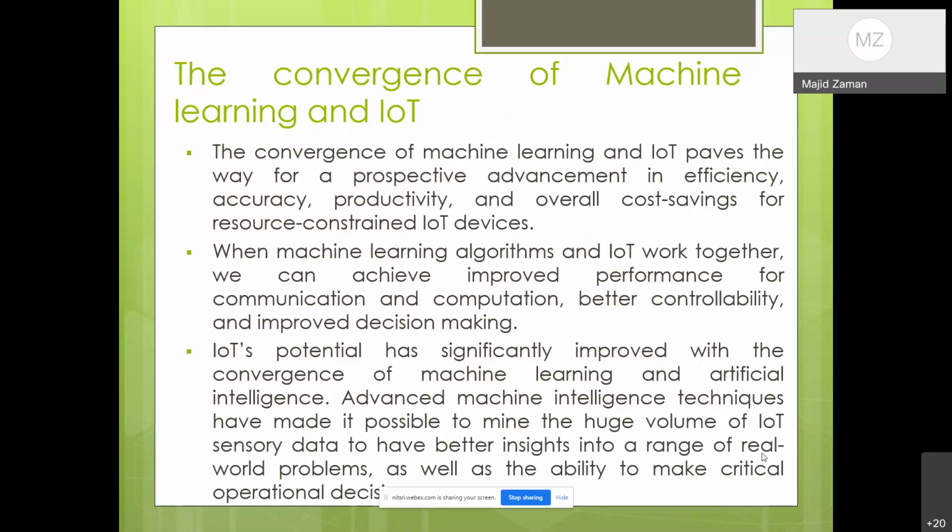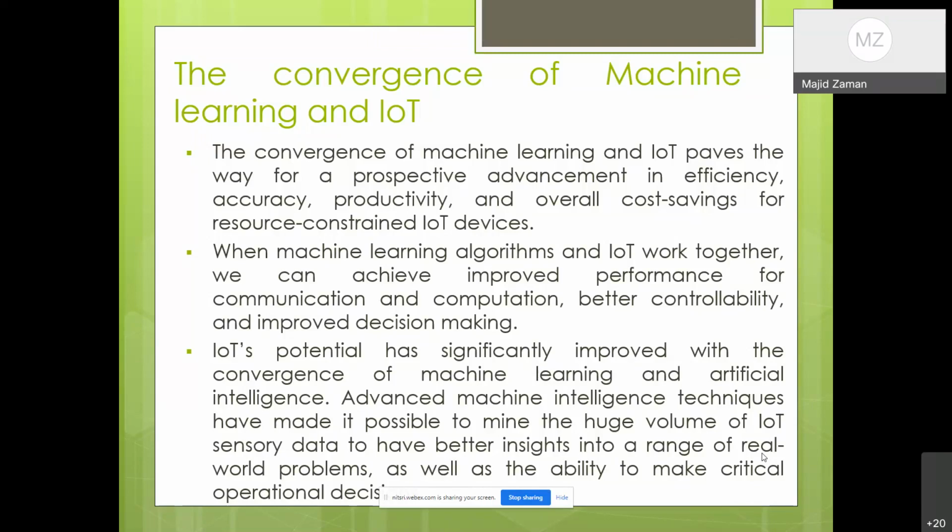Now, the topic which we have today, the convergence of machine learning and IoT. Fundamentally, these are two separate areas, and we're trying to have them converged into a single subject. Though they will continue to be two subjects which can integrate at some higher level. The convergence of machine learning and IoT paves the way for prospective advancements in efficiency, accuracy, productivity, and overall cost saving for resource constrained IoT devices.